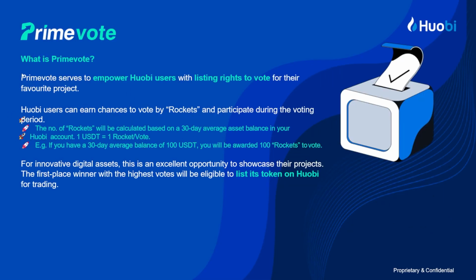So, PrimeVote. What is PrimeVote? PrimeVote serves to empower Huobi users with listing rights to vote for their favorite project. Huobi users can earn chances to vote by rockets and participate during the voting period. The number of rockets will be calculated based on a 30-day average asset balance in your Huobi account. So 1 USDT value is 1 rocket/vote. For example, if you have a 30-day average of $100, you'll be rewarded with 100 rockets to vote.